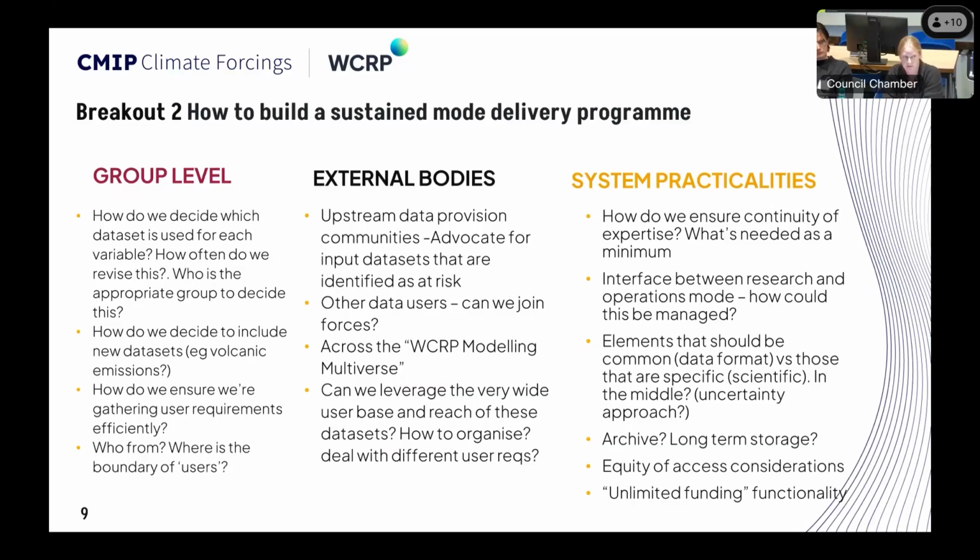If we're going to spend this effort building it as a community, do we want to think across what is called the WCRP modeling multiverse, at things like the digital twin Earths, kilometer-scale modeling? How do we interact with the wider WCRP and wider Earth system modeling? And then some system practicalities, which is what Zeb touched on: the absolute minimum viable effort that you can build a data set on is 1 FTE postdoc, and a number of these data sets do not have that on a sustained basis currently.